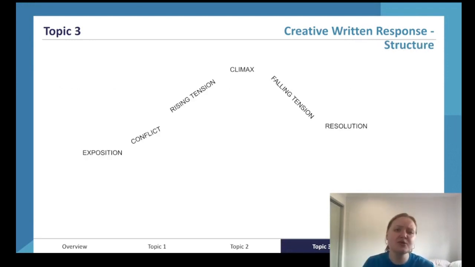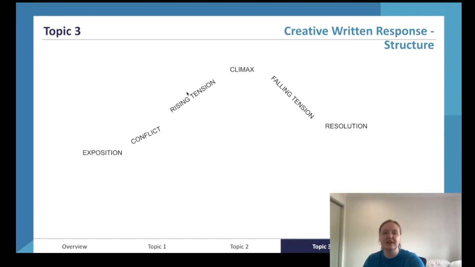And then I won't spend too much time talking about structure since we talked about this earlier in our creative spoken response, but definitely be using this structure as you're going ahead and planning your work. I actually like to plan the story using this explicit shape when I'm doing it, and I just write my notes around each of the different elements of the story here. So starting with your exposition, conflict, rising tension, climax, falling tension, and resolution.